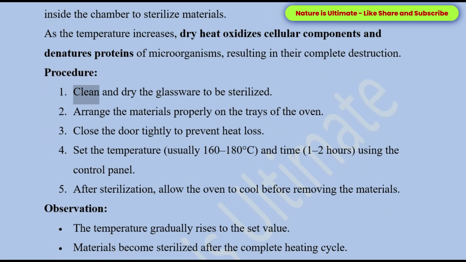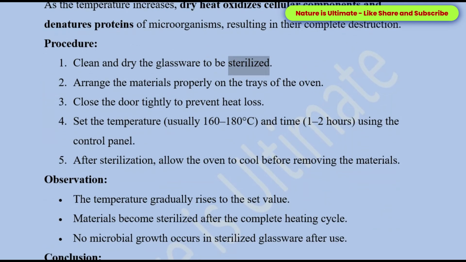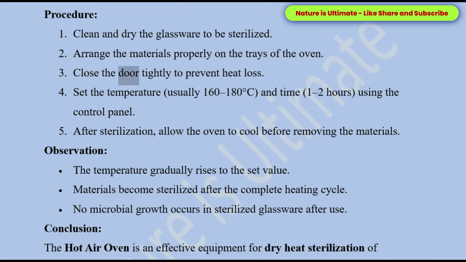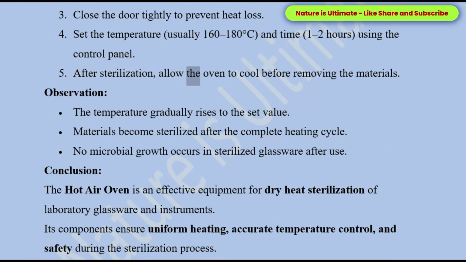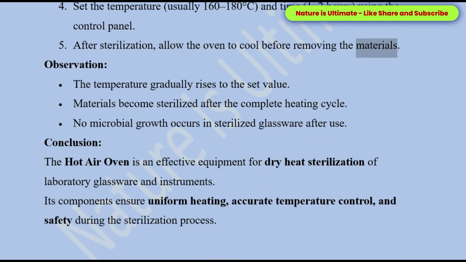Procedure. Clean and dry the glassware to be sterilized. Arrange the materials properly on the trays of the oven. Close the door tightly to prevent heat loss. Set the temperature, usually 160 to 180 degrees Celsius, and time, 1 to 2 hours, using the control panel. After sterilization, allow the oven to cool before removing the materials.